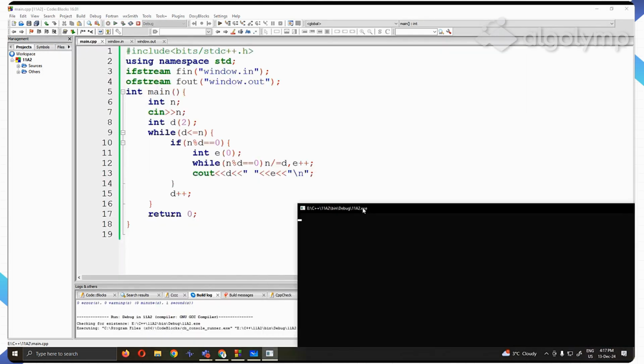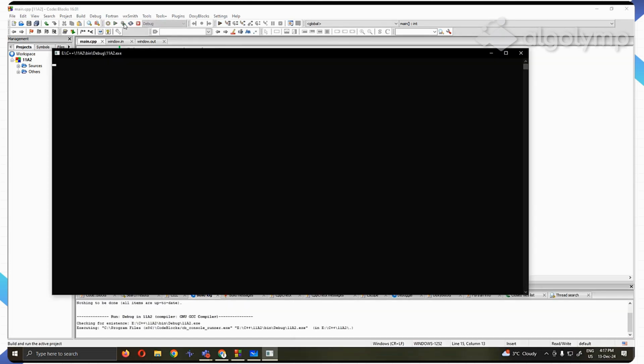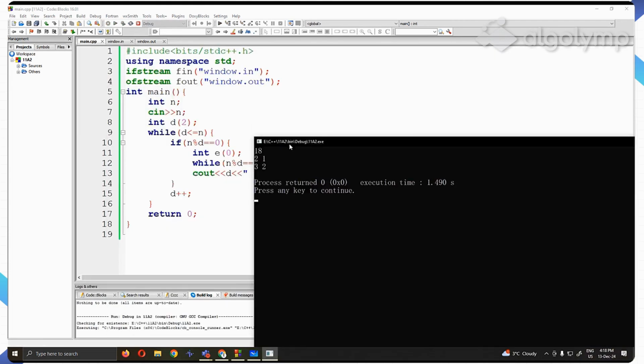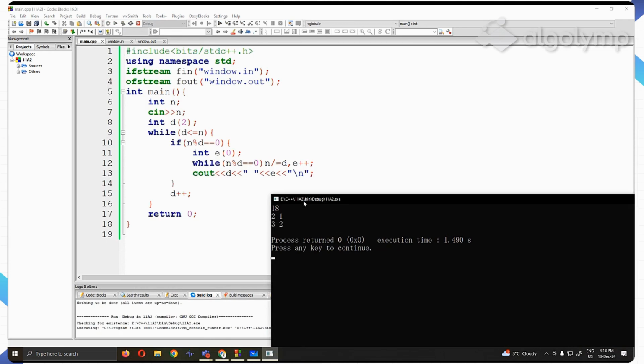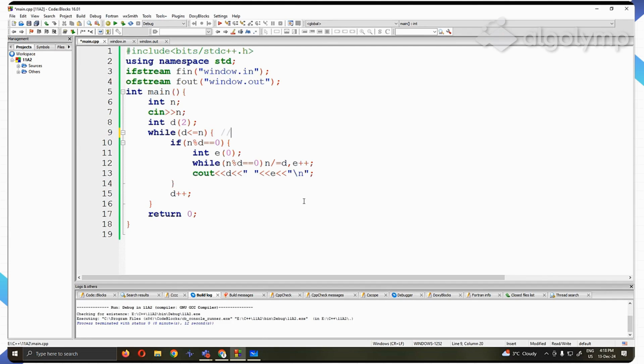So then, for example, if I say the number 72, it's 2 to the power of 3 times 3 to the power of 2. That's good. If I say the number 18, it gives me 2 times 3 to the power of 2. So we managed to break down a number into its prime factors. Yes, good. What complexity does this have?